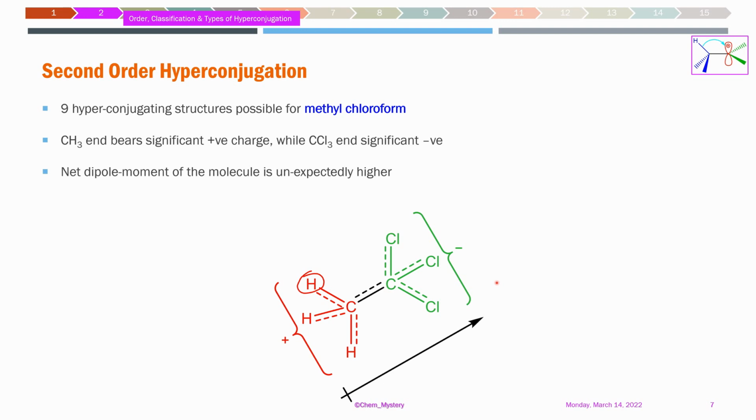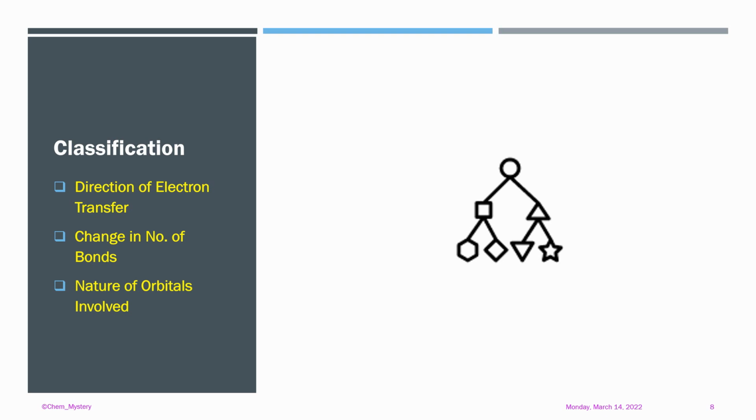I hope you are getting how hyperconjugation is modifying the property, and this is the relatively weaker type of hyperconjugation, which we sometimes call second order hyperconjugation. Okay, so now we will be talking about the classification. Our classification will be based on these three things. Number one, direction of electron transfer. Number two, the change in the number of bonds being formed, which will be seen with respect to valence bond theory. And then the nature of the orbitals involved, where we may need to look into molecular orbital theory.